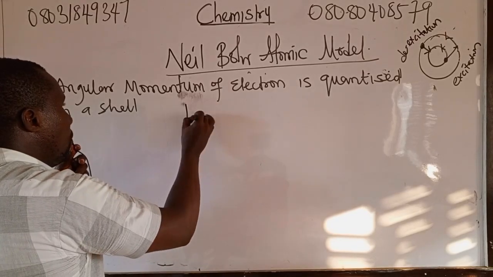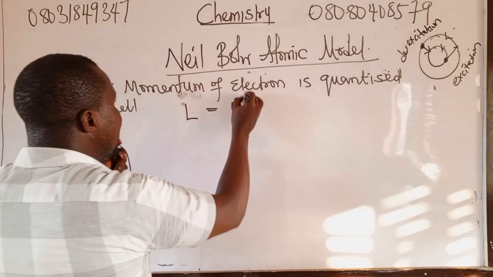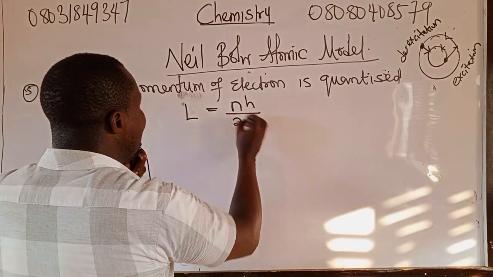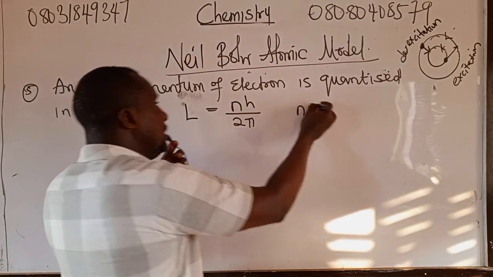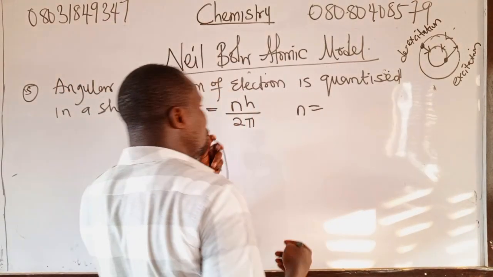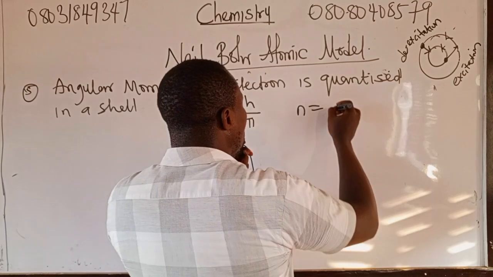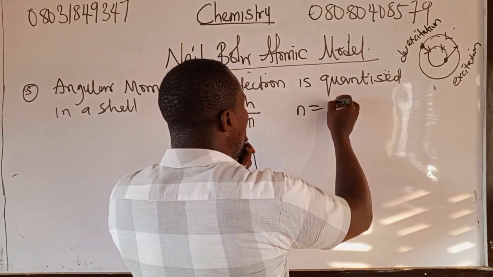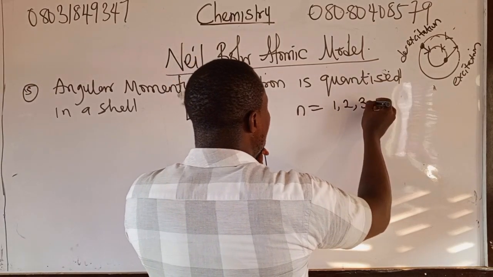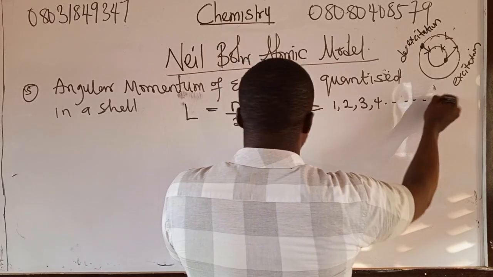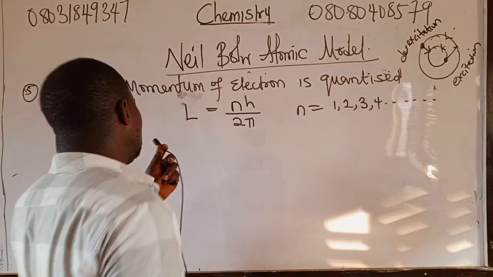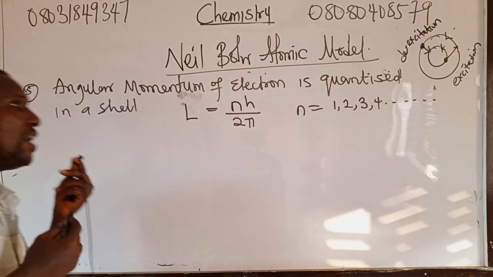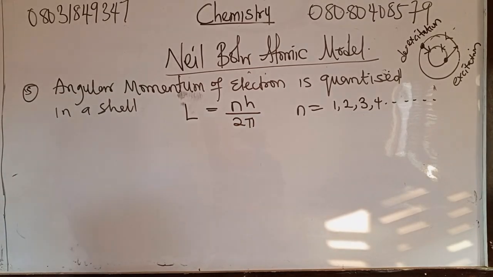That means we have angular momentum equal to nh over 2 pi, where n is a positive integer, which could be 1, 2, 3, 4, and so on. Take note of that. It says the angular momentum of an electron is quantized in a shell.